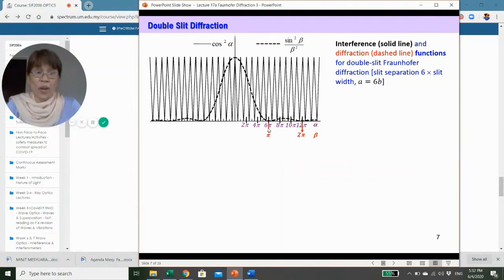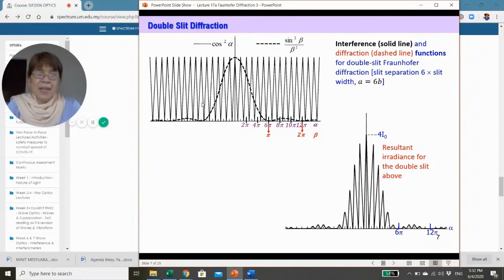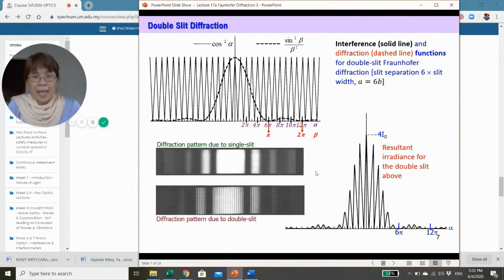Now, why is it occurring at 6? Because we have chosen this example from the double slit dimension given by the fact that the slit separation is 6 times the slit width. A is equal to 6b. All right, so the capping of the interference fringes by the diffraction term will result in something that looks like this. And you find that this peak here, the maximum intensity, becomes 4 times I0, as we mentioned earlier on. And here is what you will see on the screen.